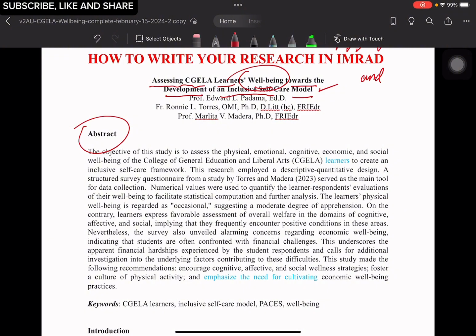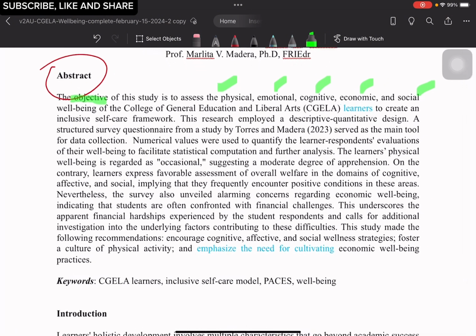So in this particular abstract, we will be identifying the goal or objective of the study, which is already in the first part. The objective of the study is to assess or evaluate the following domains: the physical, emotional, cognitive, economic, and social well-being of the learners of CGELA. So we have already established that first part, which is the goal or objective of the study. And then the method used in this study is quantitative, descriptive quantitative design. Okay, and then after that, the tool used in the study is also mentioned in the abstract.